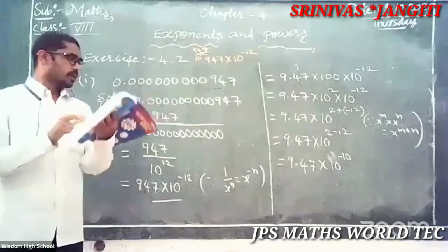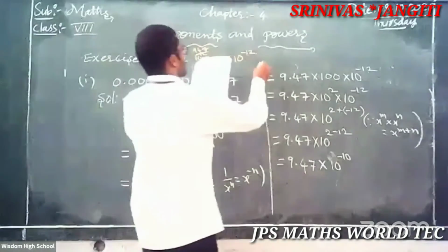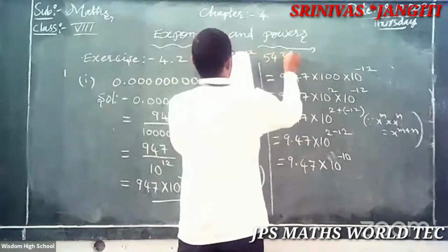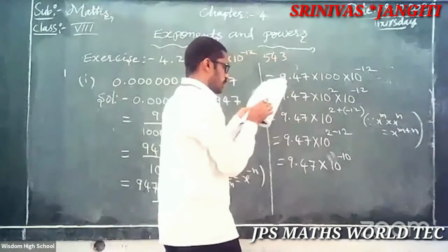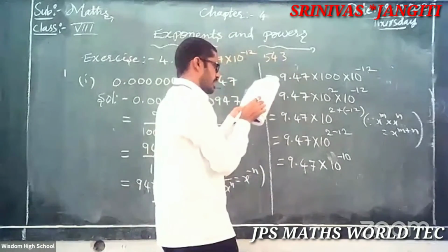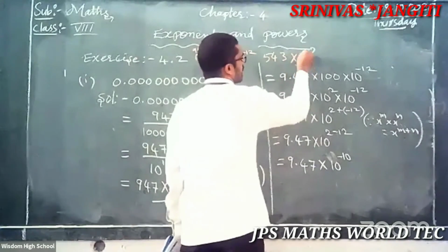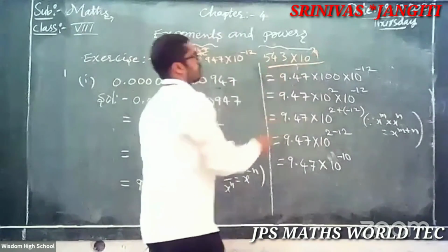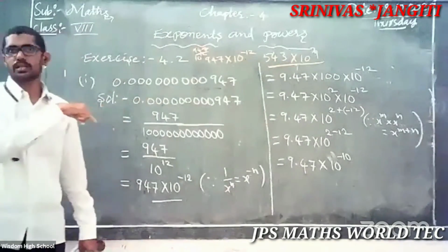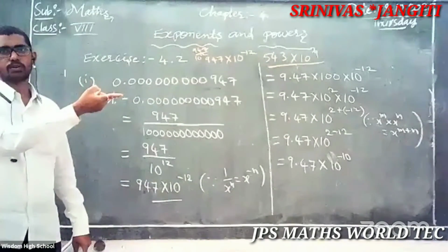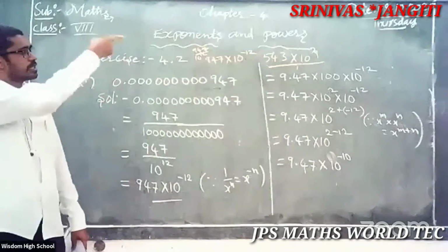Suppose next one, once observe, students. What is here? The problem is 543. How many zeros are there? 1, 2, 3, 4, 5, 6, 7, 8, 9. So 9 zeros is here. So what happens is directly 10 to the power of 9. Because before the point not, then afterwards the zeros only there now. Suppose before the point, then that time negative.